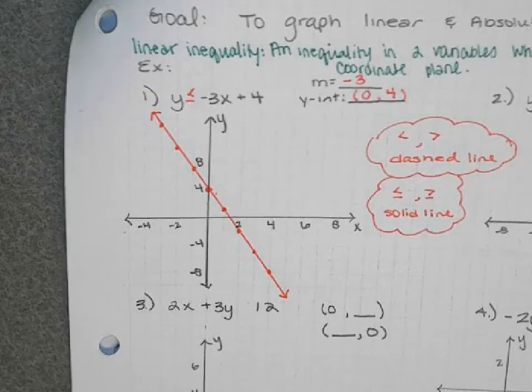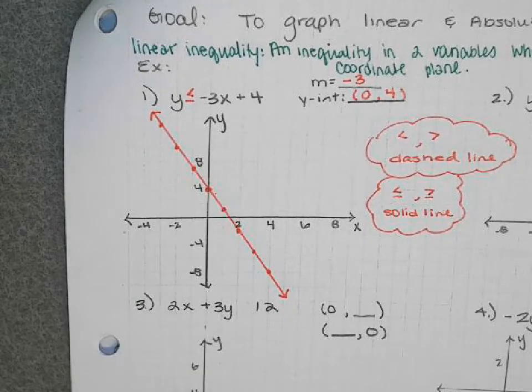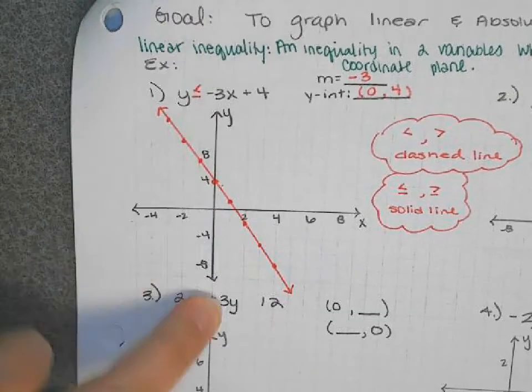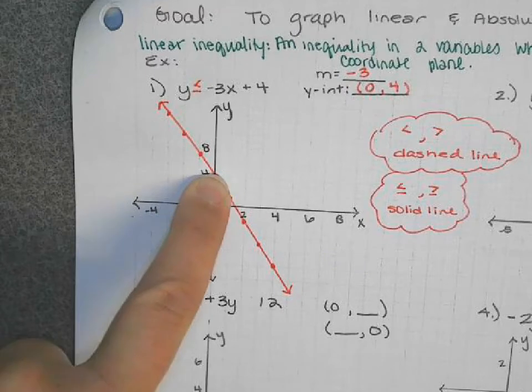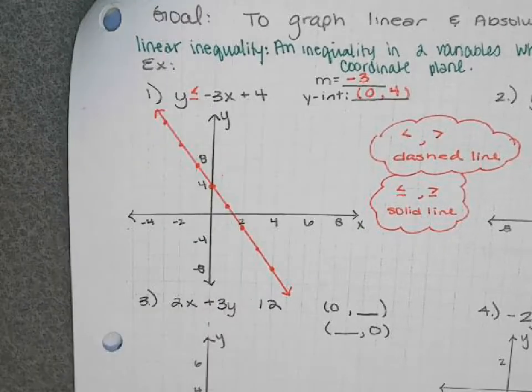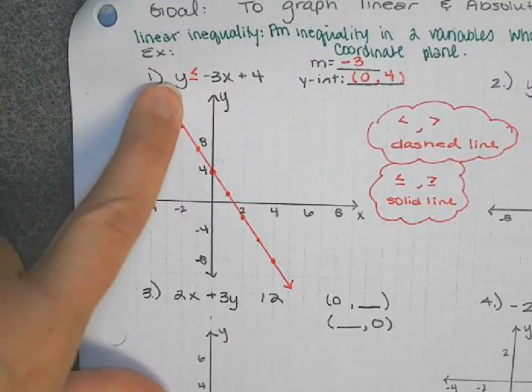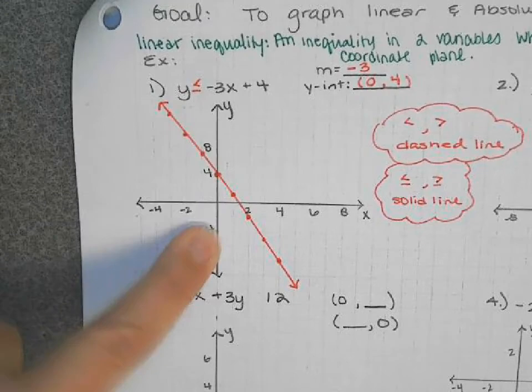You can do this a couple different ways. If it says less than, y is less than where? Where are y values less than? Look at the 4. Where's y less than 4? Is it below the 4 or above the 4? Below. And that's exactly what you're reading: y is less than or equal to. So we're going below the graph.